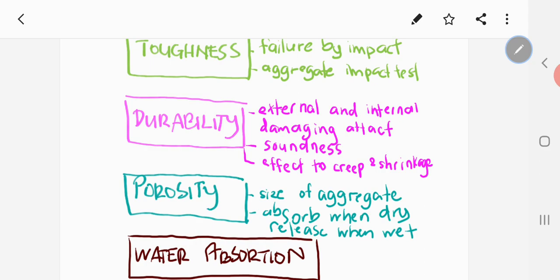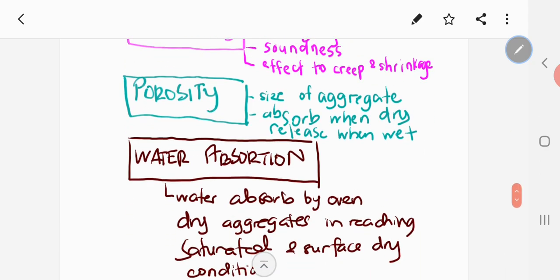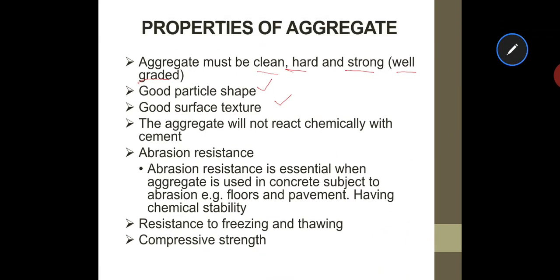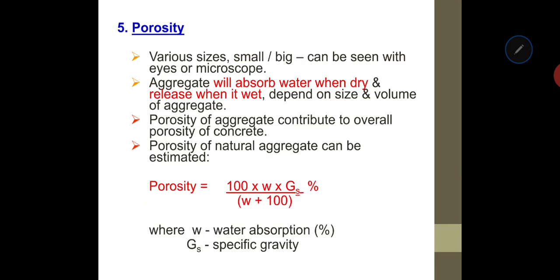For porosity, you need to know how that aggregate can absorb water when dry and then release it when wet. So it depends on the size of the particles of aggregates. The bigger the size, the more porous. If the mixture is compacted well together, it is less porous. And for water absorption, it is the water absorbed by oven dry aggregates in reaching saturated and surface dry condition. So that is all about the properties of aggregate.